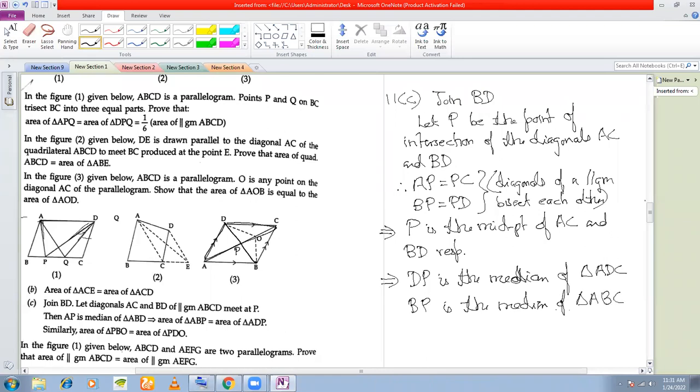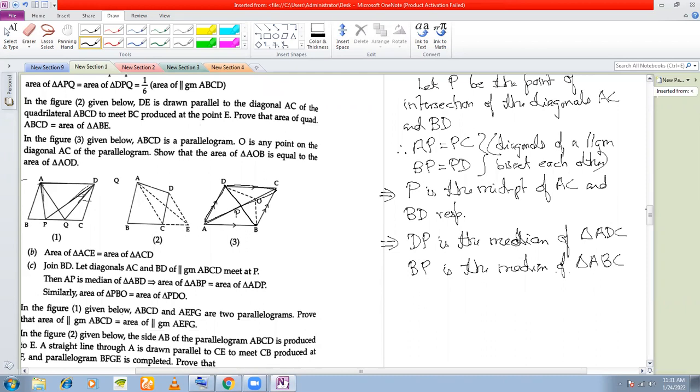right? And what is the property of median? A median divides a triangle into two triangles of equal area, isn't it? So that means what can I say? Because DP is the median, I can say area of triangle ADP must be equal to area of triangle DPC.